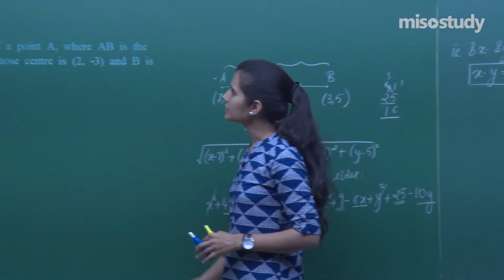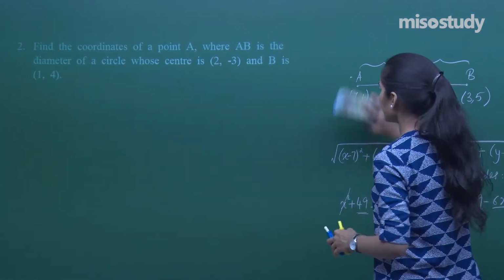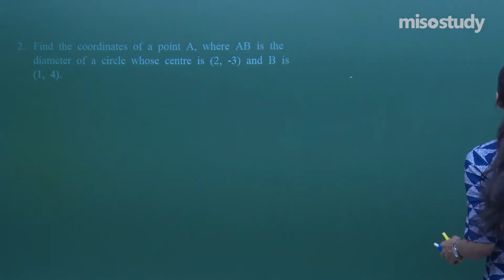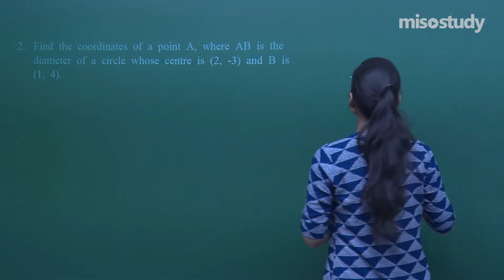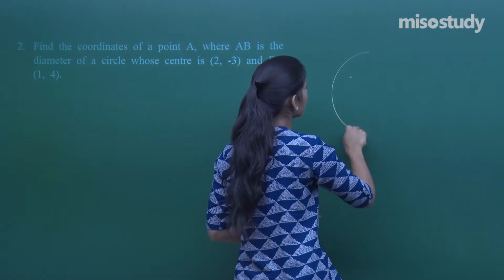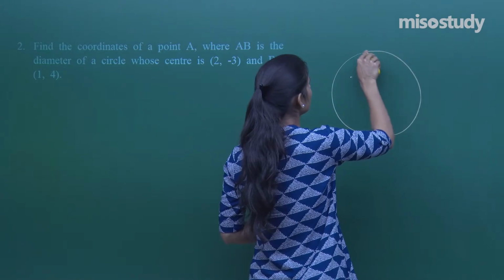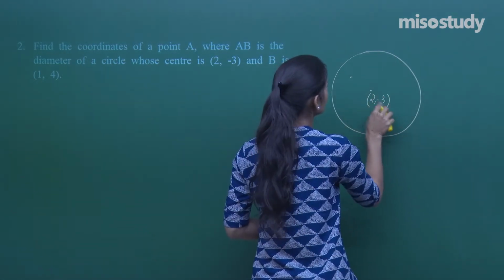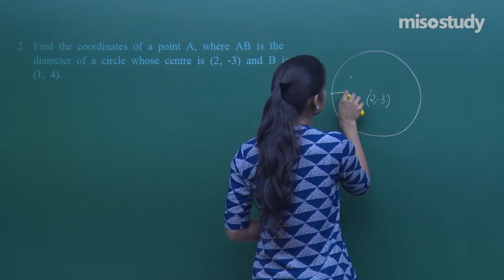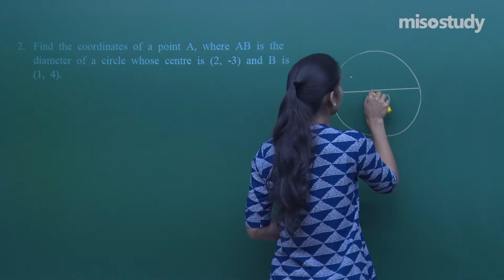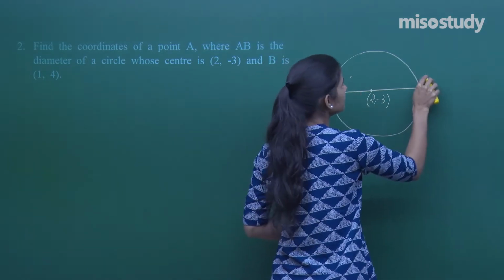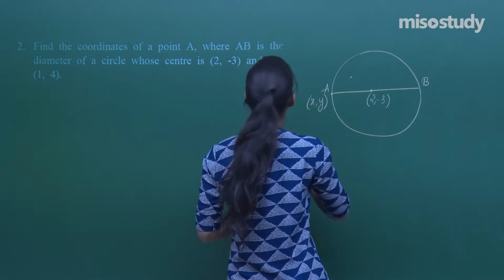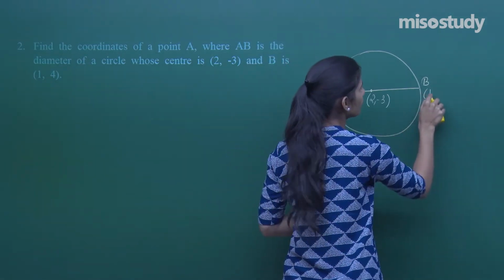Next question says: find the coordinates of a point A where AB is the diameter of a circle whose center is this and B is given to you. So there is some circle. It is given to you that the center of the circle is 2, minus 3. AB is the diameter. Find the coordinates of point A. I don't know the coordinates of point A. Center is this and B is 1, 4.